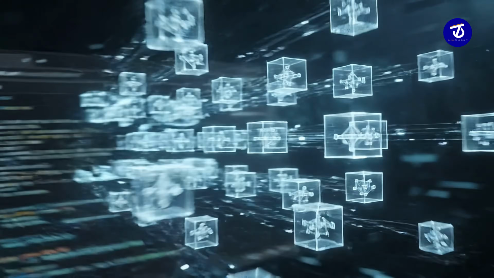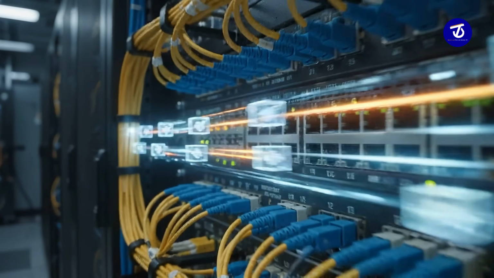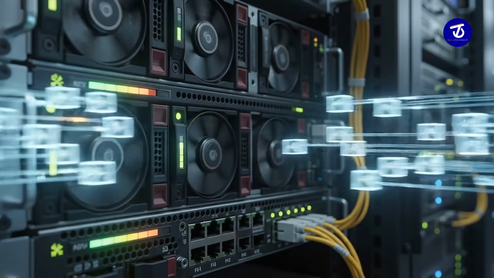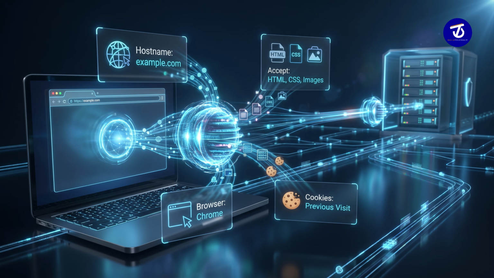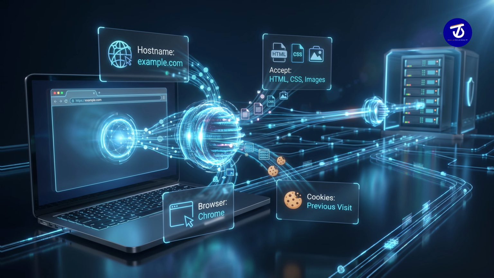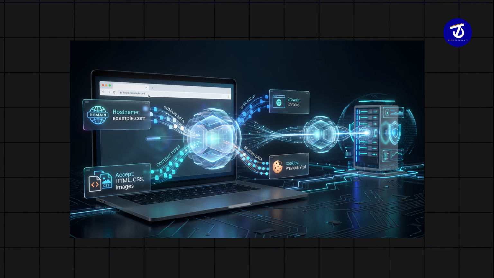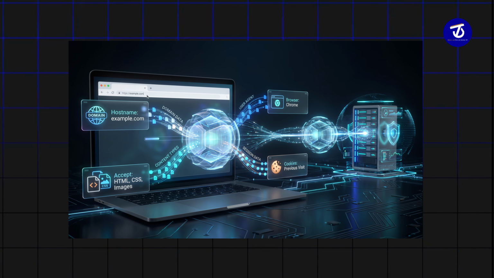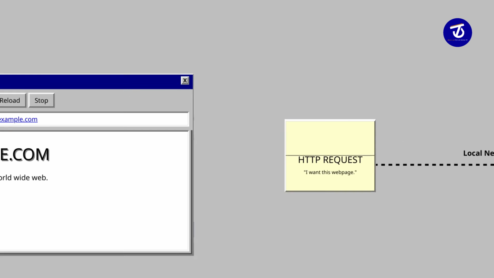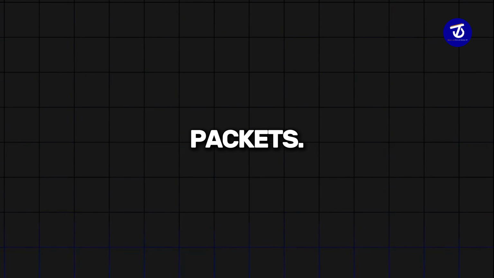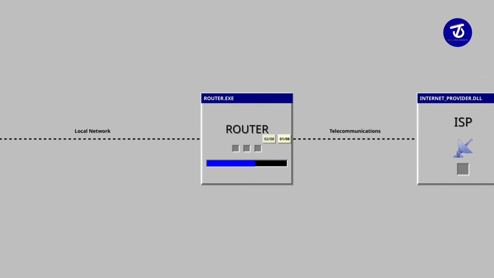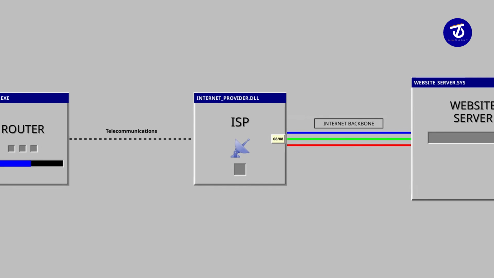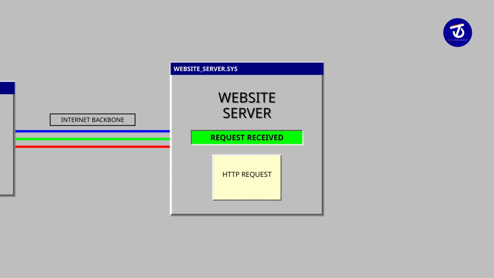After this, the browser now sends an HTTP request. It simply tells the server, I want this web page. The request may include the website hostname, the type of contents the browser accepts, the browser type, and many other pieces of information. The request is usually broken into pieces called packets. These packets travel through routers, internet service providers, and backbone networks until they reach the website server. And don't leave yet, the next part is where the web page is actually built.